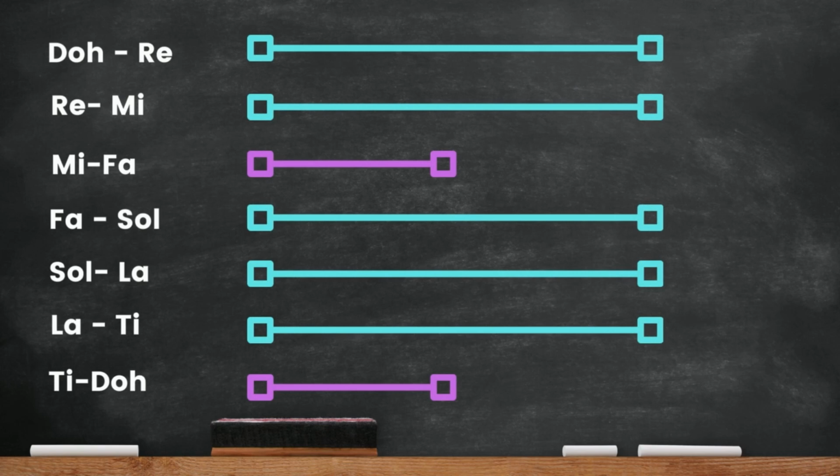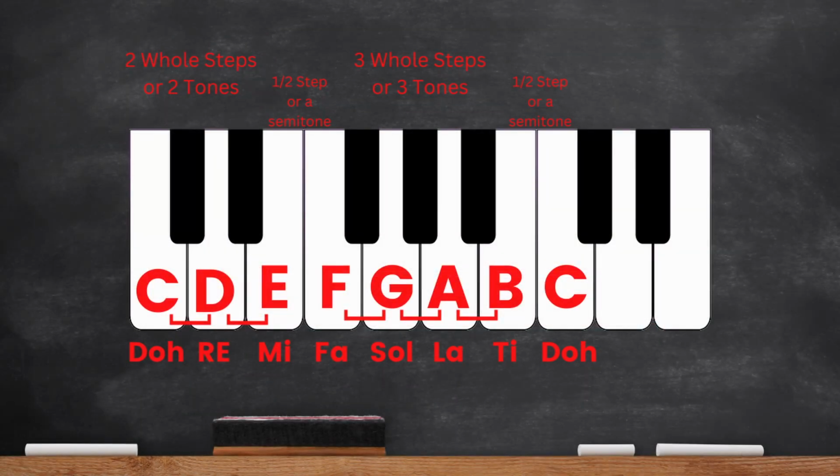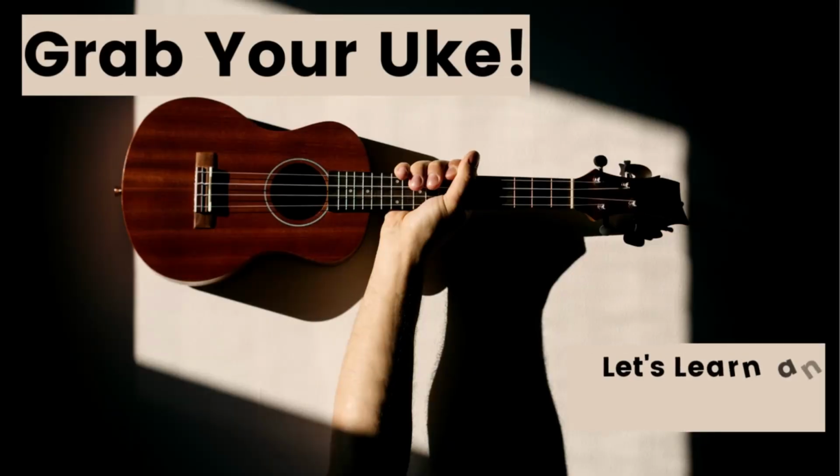Let's put it another way. A major scale is a pattern of two tones followed by a semitone, followed by three tones, and followed lastly by one semitone. A C major scale is made of all natural notes, and it looks like this on the piano keyboard. See the semitones here between the mi and fa and ti and do? That's where the black keys are missing. Grab your ukulele. Let's play some major scales together.